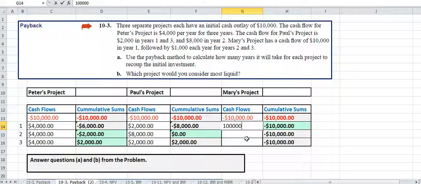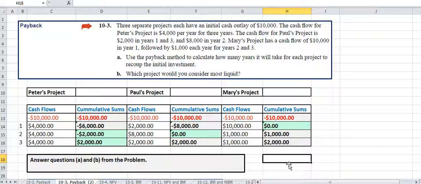And Mary's is going to be 10,000 the first year. Okay, and then the cash flow the next 2 years, well, not 100,000, 10,000. And the cash flow the next 2 years is going to be 1,000. Okay, 1,000.